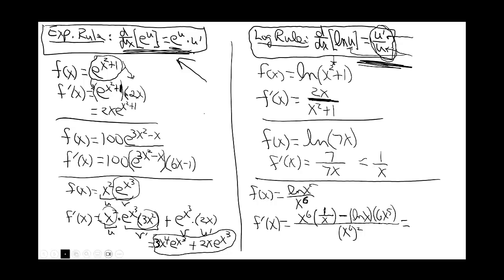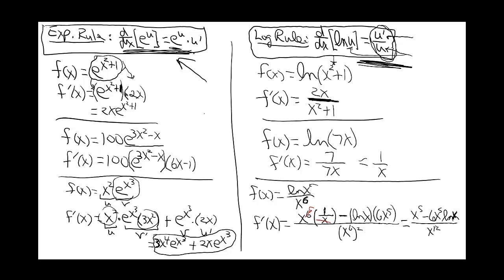But what I do notice is that this x will go into that x to the 6th and leave an x to the 5th. So I'll end up with x to the 5th minus, and you can leave it written just like it is as long as you type it in parentheses. I'm just sort of old school about this. I like to put the polynomial part first. It'd be 6x to the 5th times the natural log of x. All over, when you raise a power to a power, you multiply, that's x to the 12th.